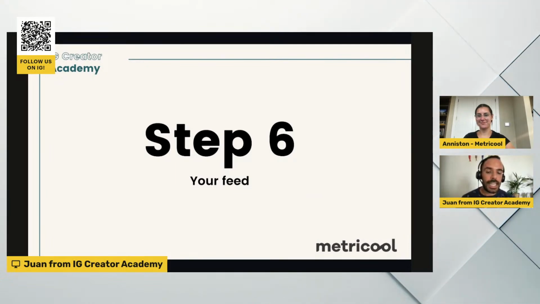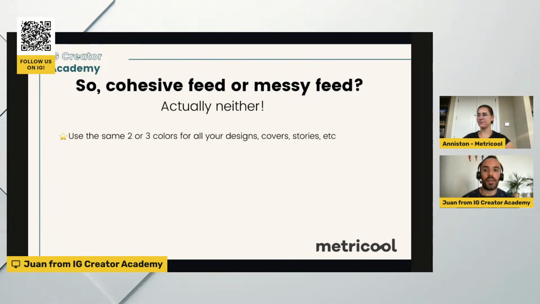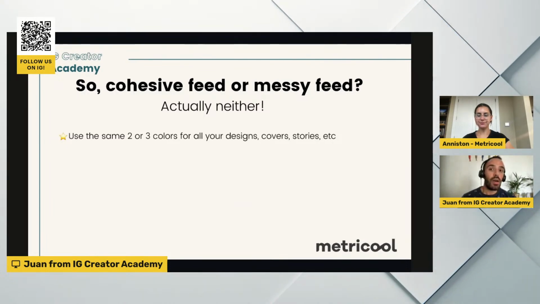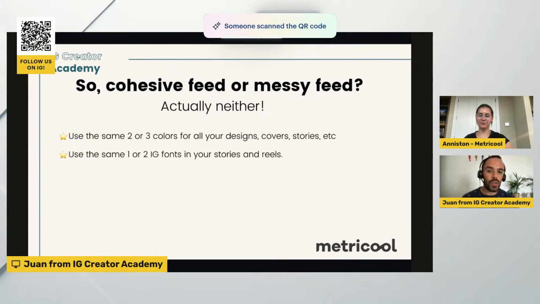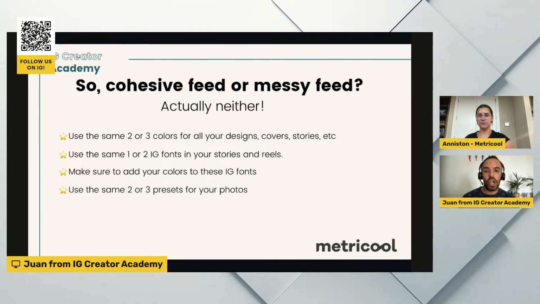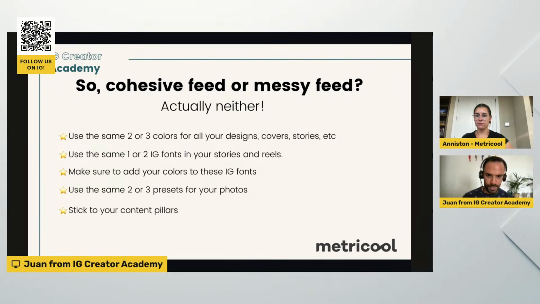And step number 6 is the Instagram feed. I know a lot of people ask themselves, should we have a cohesive feed or a massive feed? Actually, neither. Use the same 2 or 3 colors for all of your designs, covers, stories. This will help you build more brand recognition. So when someone sees your colors, they know, okay, this might be this person. Use the same 1 or 2 Instagram fonts in your stories and reels. Make sure to add your colors to these Instagram fonts. Use the same 2 or 3 presets for your photos in case you are in lifestyle, photography, etc.